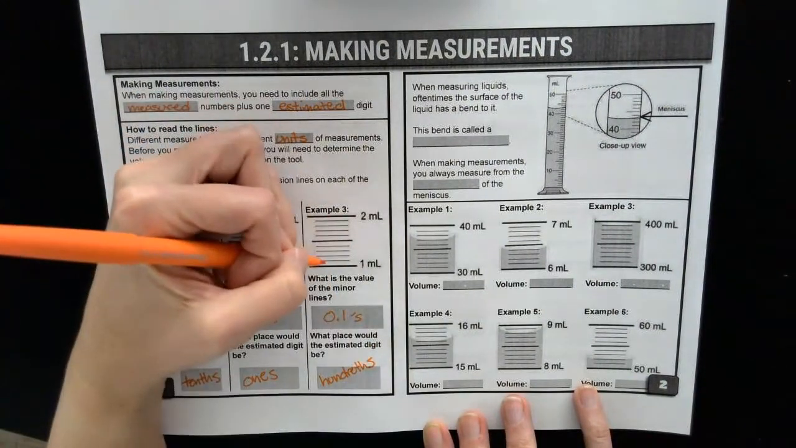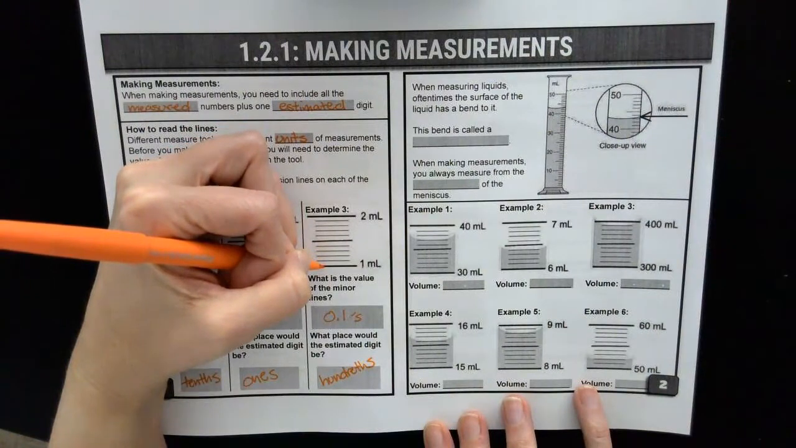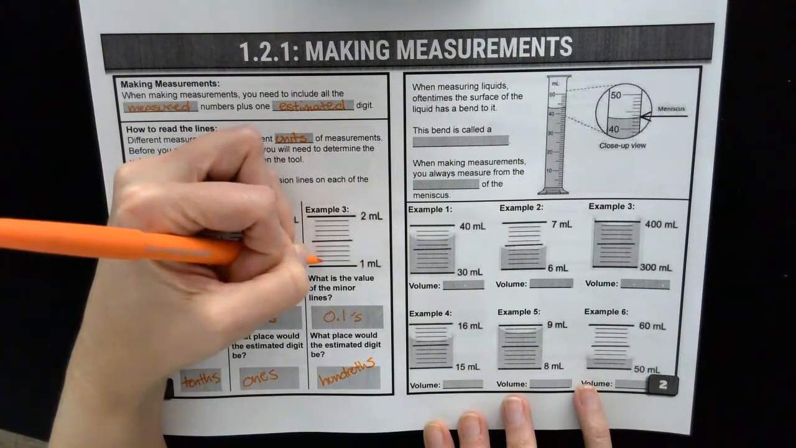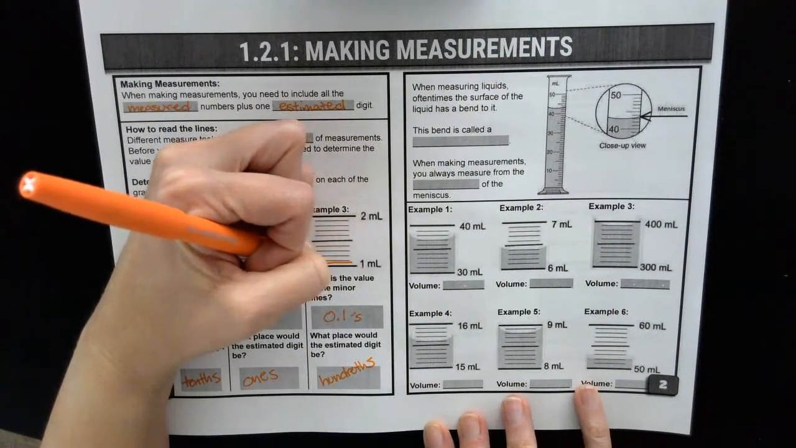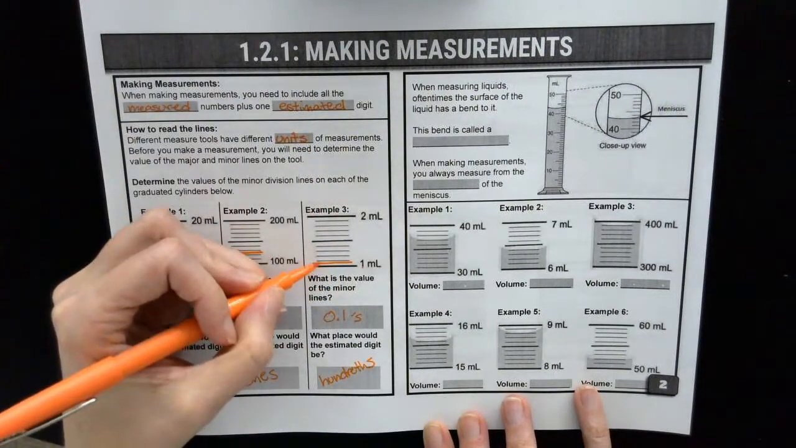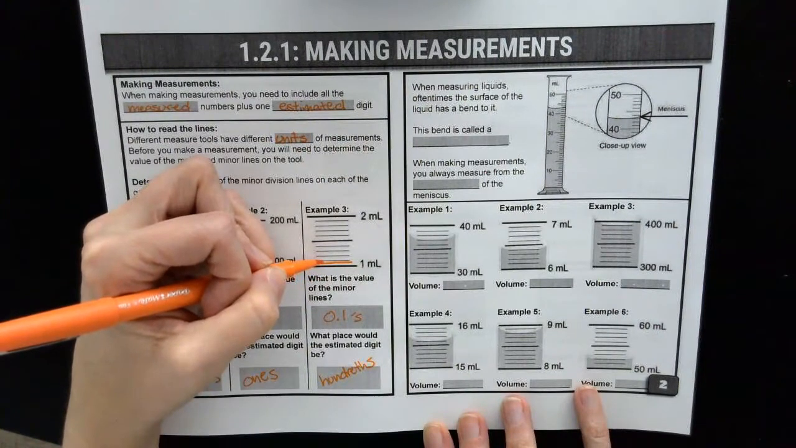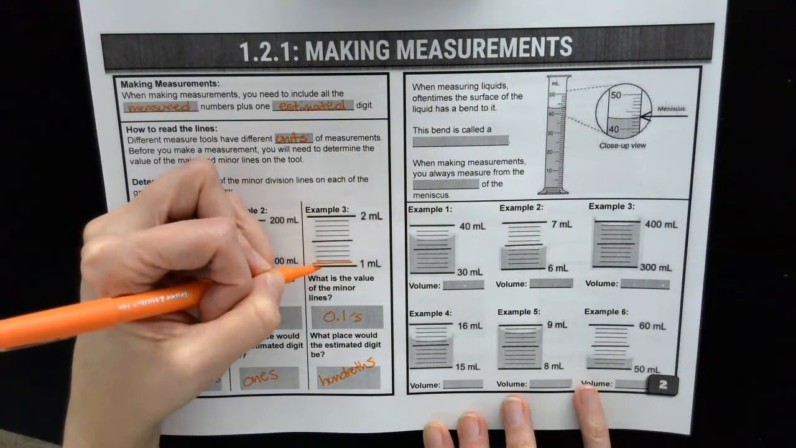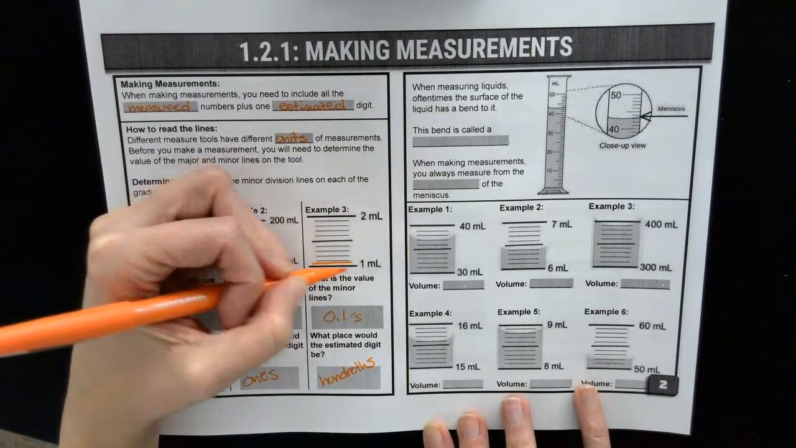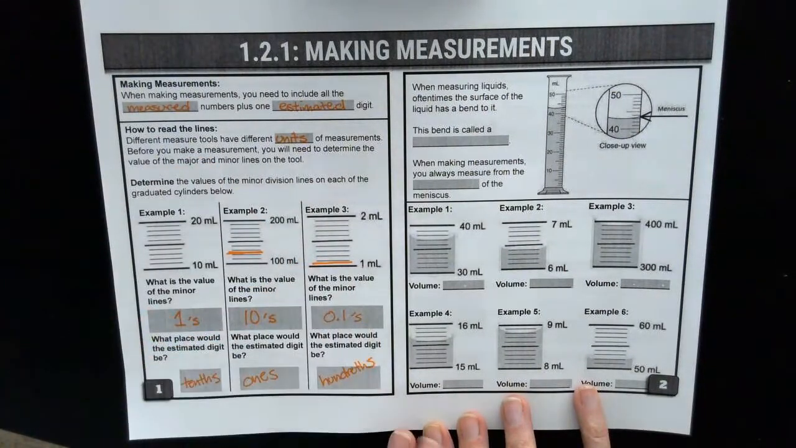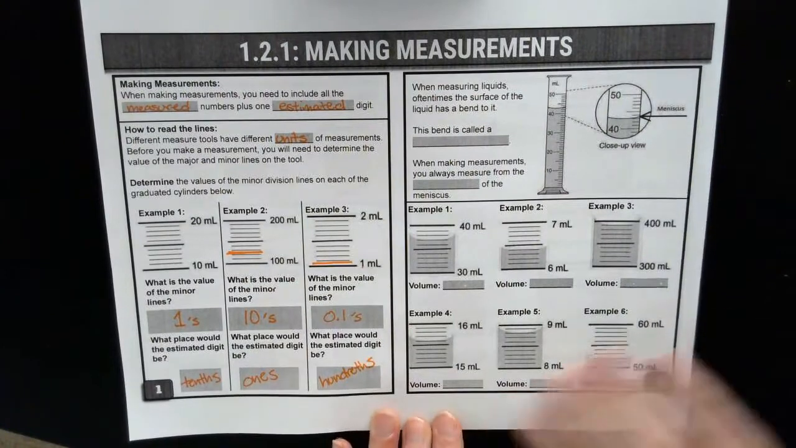So if I stopped in between here, this would be 1.0 and this would be 1.1. So if I had a measurement in between here, I would have to make an estimate and say, well, it didn't quite get to 1.1, but it's definitely further than 1.0. So maybe I would call this 1.15. Okay, so you're estimating in the hundredths place.